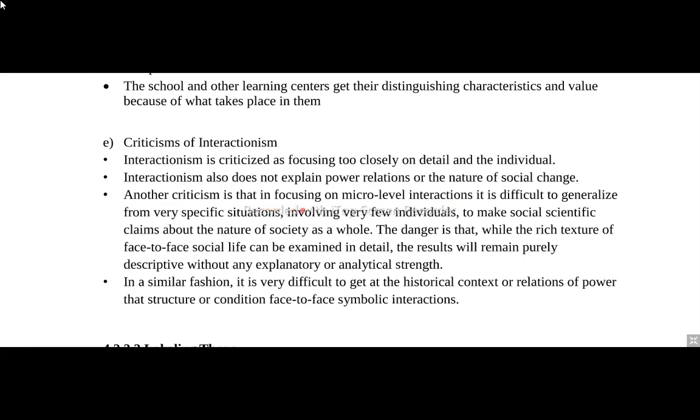Another criticism is that it focuses on micro-level interactions. It is difficult to generalize from very specific situations involving very few individuals to make socio-scientific claims about the nature of society as a whole. While the rich texture of face-to-face social life can be examined in detail, the results will remain purely descriptive without any explanatory or analytical strength.